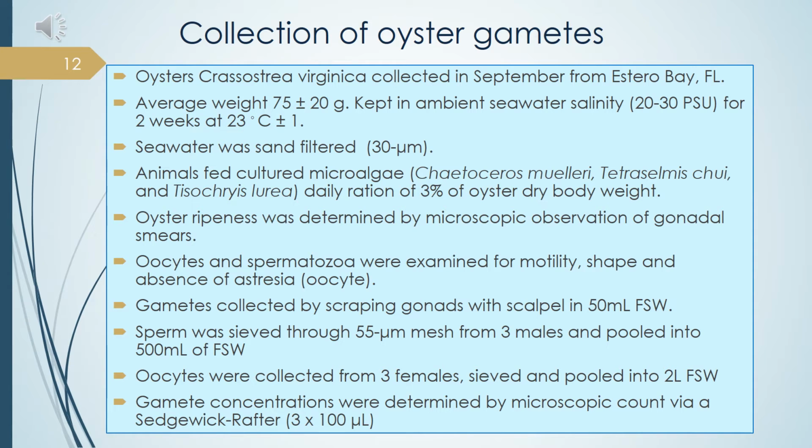The gametes were collected by scraping gonads with a scalpel into 50 milliliters of filtered seawater, and then the sperm was sieved through a 50 micrometer mesh from 3 males and pooled into 500 milliliters of filtered seawater. And the oocytes were collected from 3 females, sieved and pooled into 2 liters of filtered seawater. And then those gamete concentrations were determined by microscopic count via the Sedgwick Rafter, a 3 by 100 microliter stage.